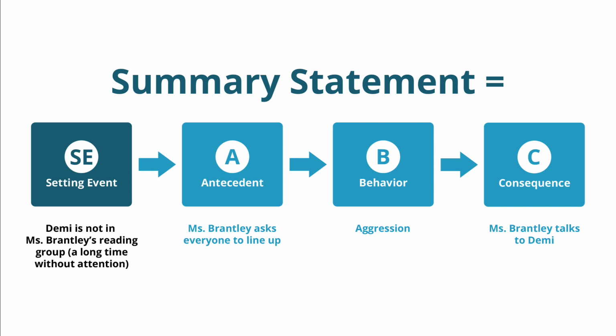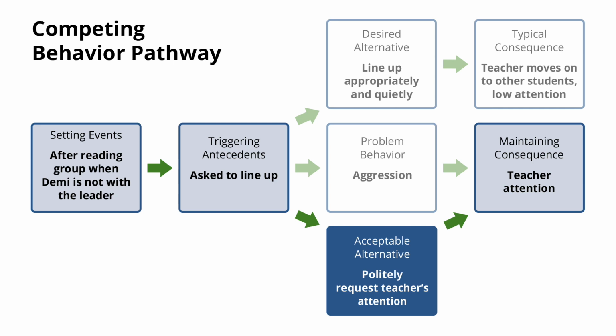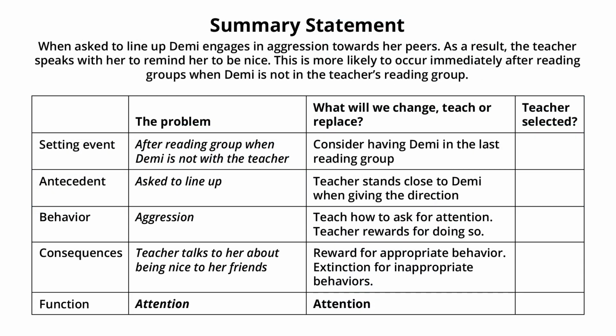Remember, for an intervention or replacement behavior to be successful, it should always have the same function as the challenging behavior. Having Demi request attention from Ms. Brantley will also result in her gaining the teacher's attention. We have shown you two tools to help you link interventions to function: the competing behavior pathway and the table chart that can be used to analyze a summary statement.